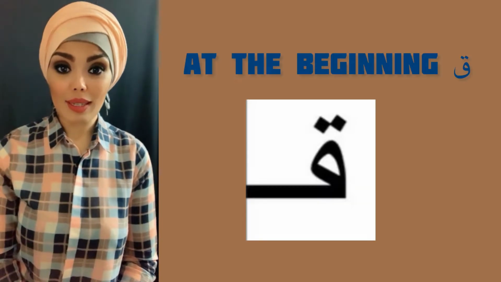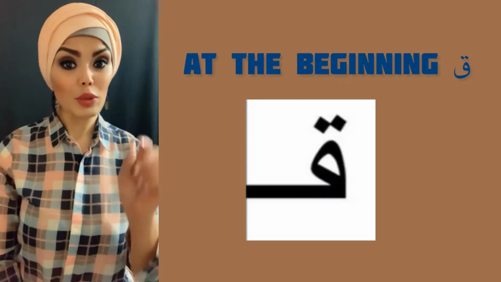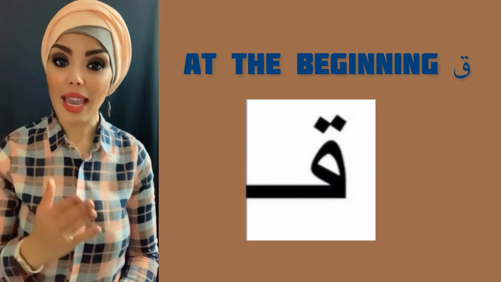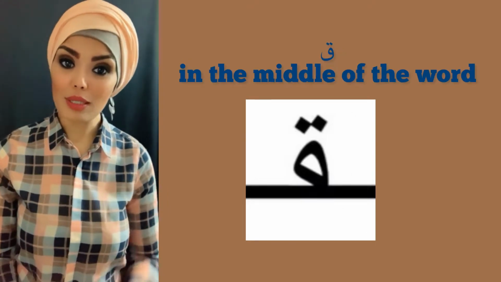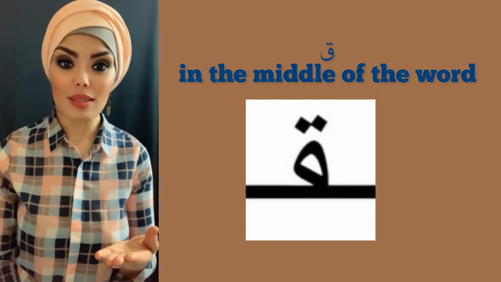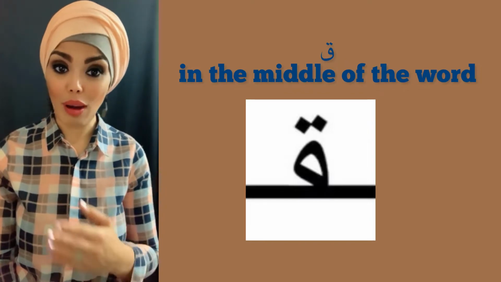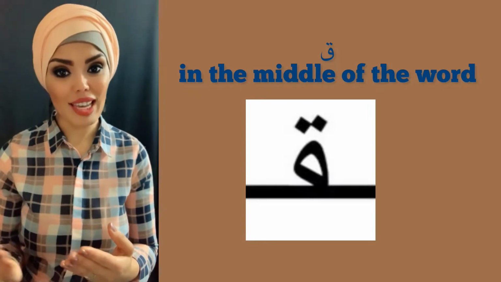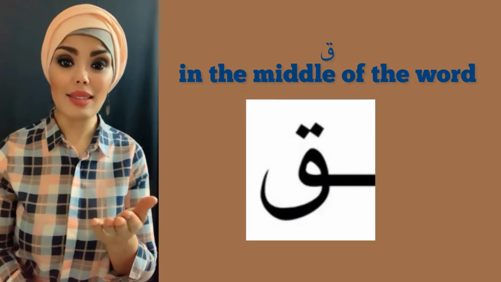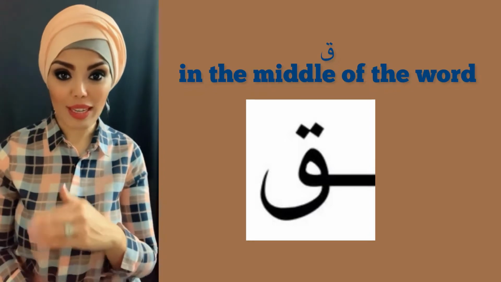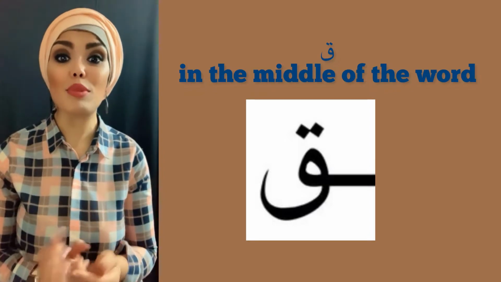Qaf at the beginning of the word, you have the head and the handle coming from the left side. Qaf in the middle of the word, you start with the right hand first, then the head or the round head, and then the left hand next. Qaf at the end of the word, the right hand, and then the full shape of the letter Qaf with the same rounded cup.